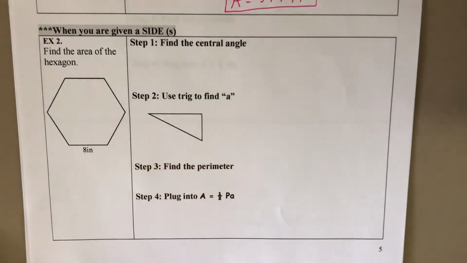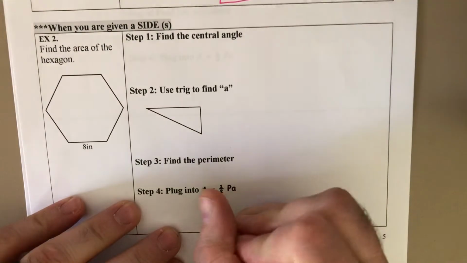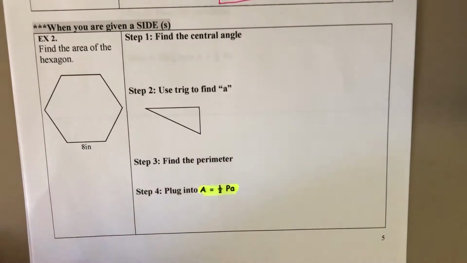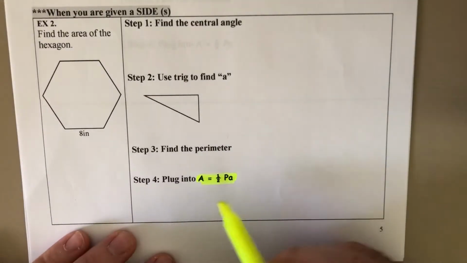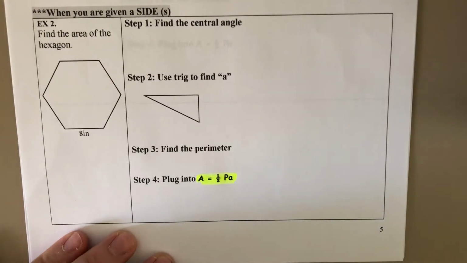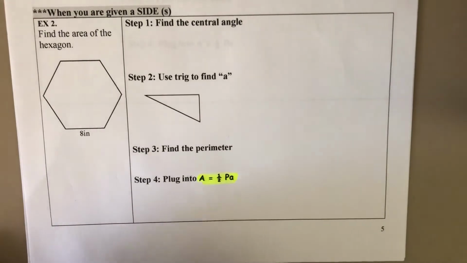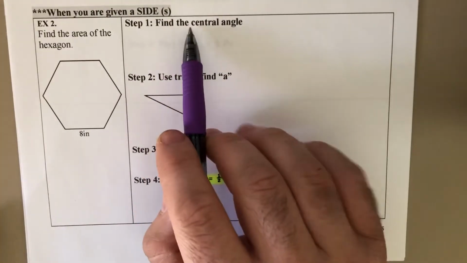Here's our goal. We're trying to find its area. The formula for the area of any regular polygon is 1/2 times p times a, where p is the perimeter and a is the apothem. So, where do we start? Well, like it says up here, step 1, find the central angle.